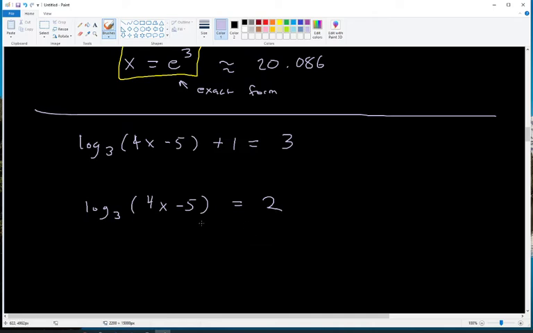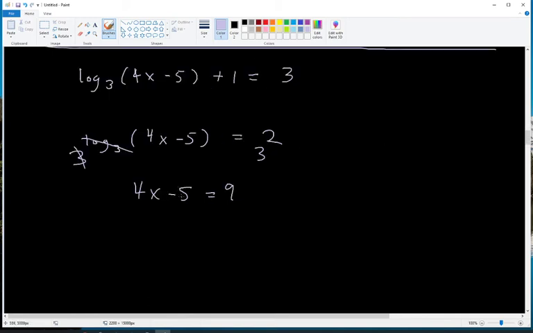So step 1, get the logarithm by itself. Then you can plug stuff in and see what happens. We need to undo logarithm base 3, so I'm going to apply exponential base 3 to both sides of the equation. This will undo the logarithm base 3. I'll get 4x minus 5 equals 3 squared, which is 9. Then we will add the 5 across. So 4x is 9 plus 5, which is 14. So x is 14 over 4, which, dividing both by 2, is 7 halves.